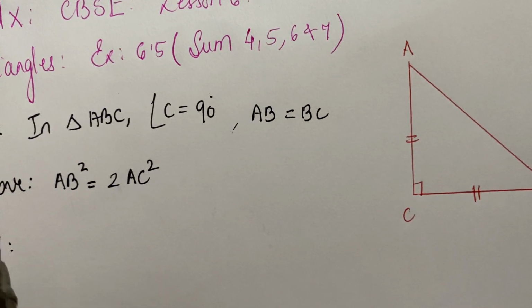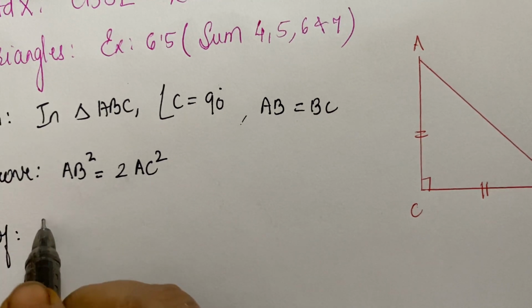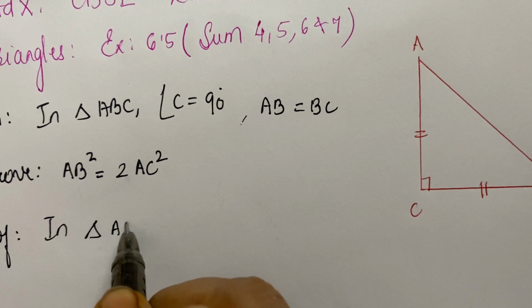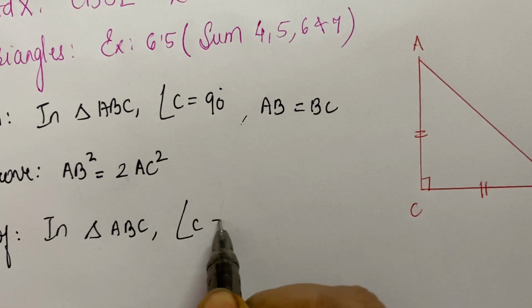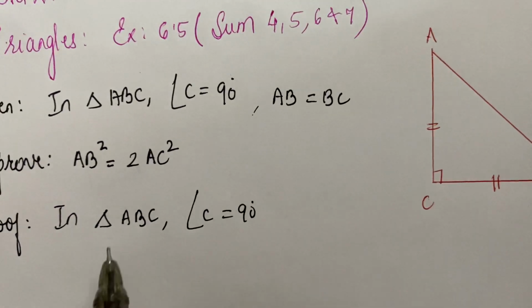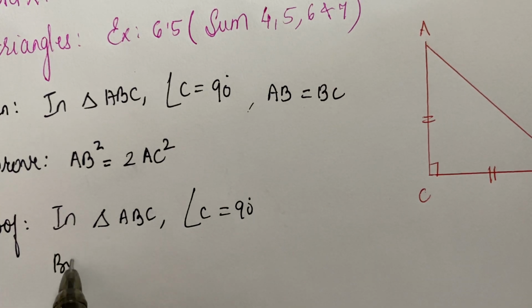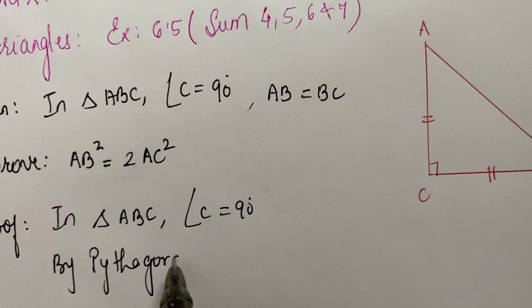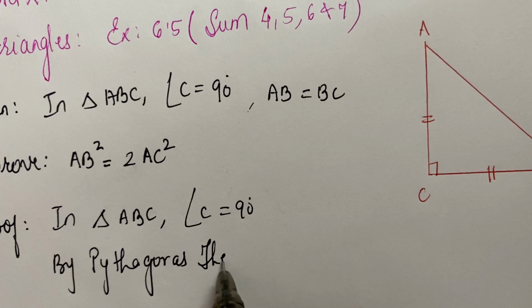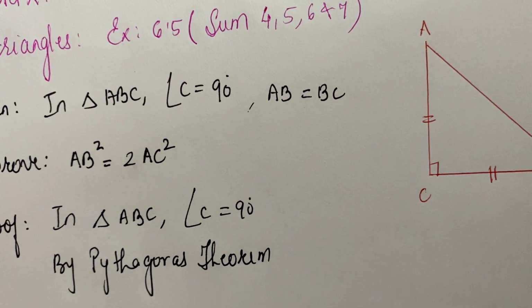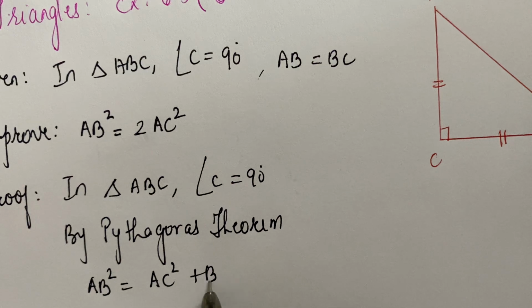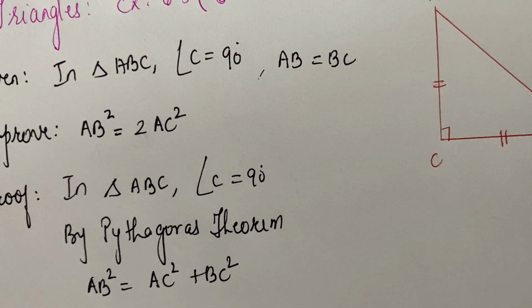You just have to apply Pythagoras theorem. In triangle ABC, angle C is 90 degree. So by Pythagoras theorem, what do you get? You will get AB square is equal to AC square plus BC square.